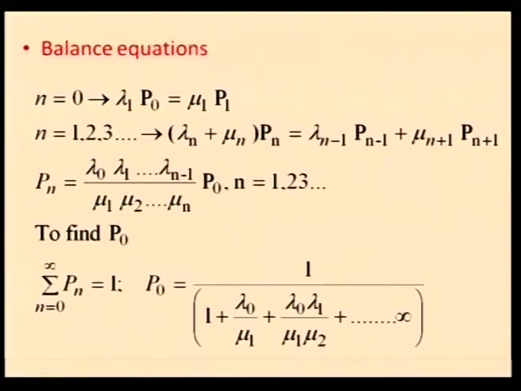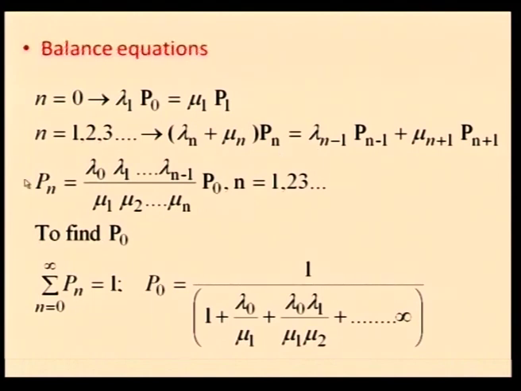So, we were looking into the balance equations of this generalized Poisson queuing model. The equations were: minus of (lambda n plus mu n) into p n, plus lambda n minus 1 into p n minus 1, plus mu n plus 1 into p n plus 1, equal to 0. So, we said the expected rate of inflow is equal to the expected rate of outflow. So, we had these balance equations.